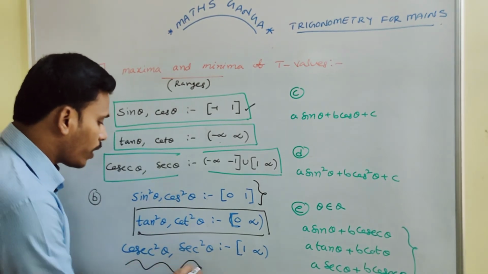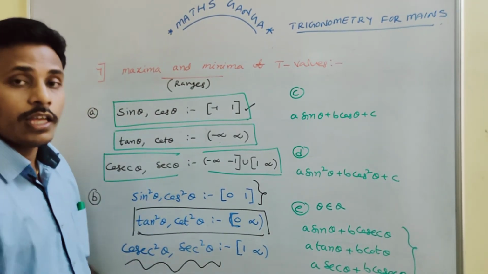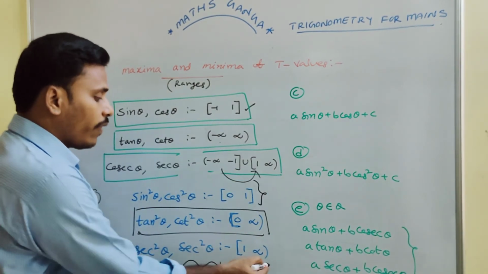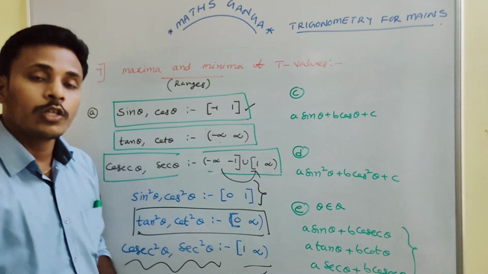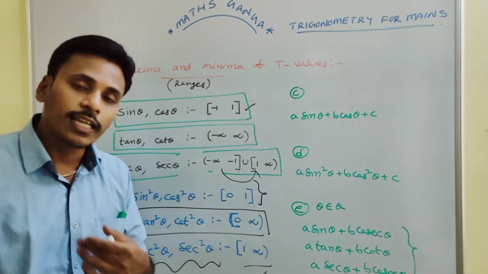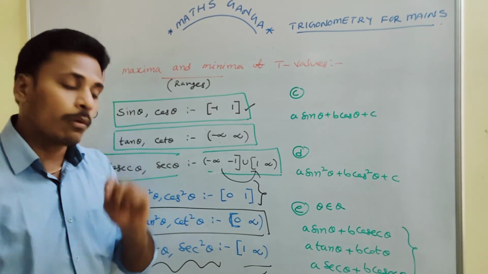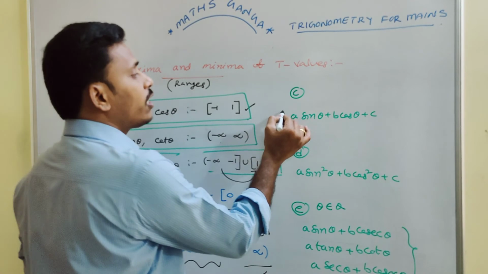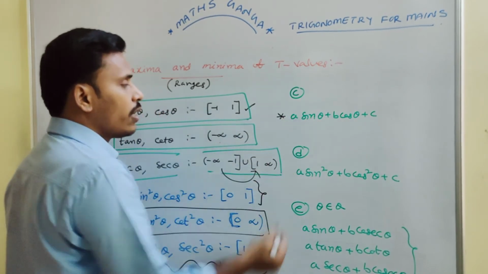And for cosecant square theta and secant square theta, if you square, this negative region also becomes positive, right? Then the range is 1 to infinity. So for cosecant square theta and secant square theta, irrespective of theta, the minimum is always 1 and the maximum infinity is unknown. Whereas a sin theta plus b cos theta plus c is one of the useful ones.